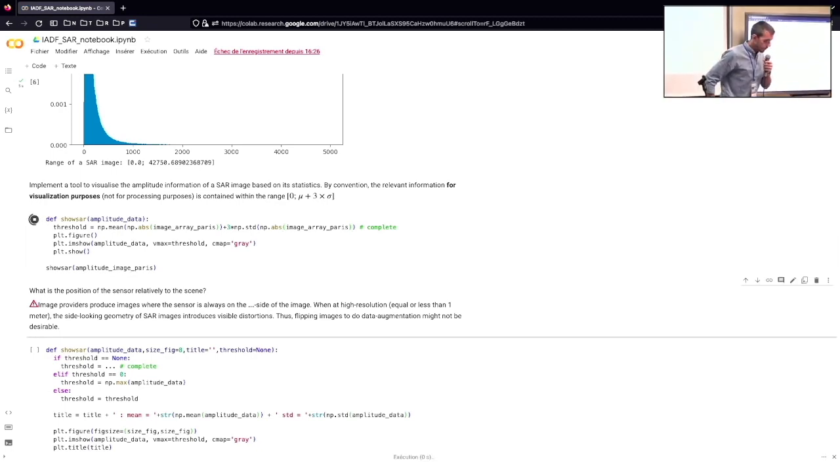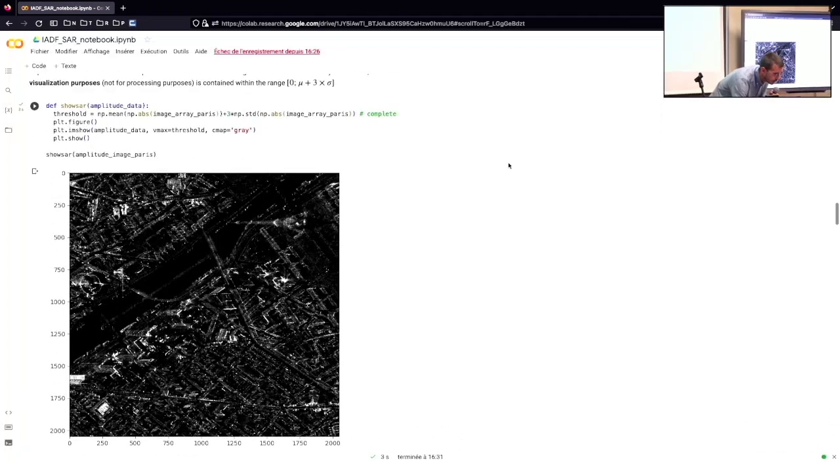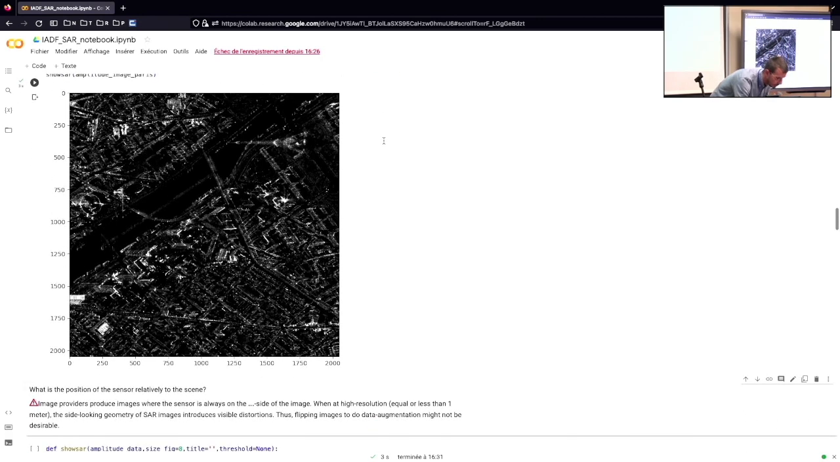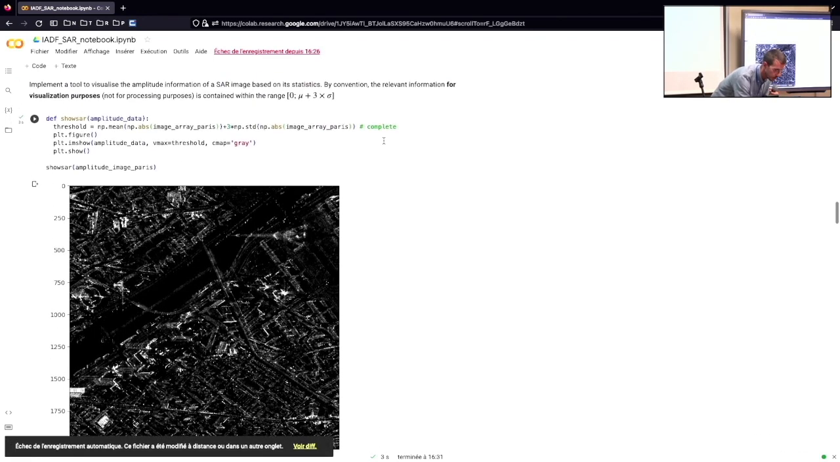So here, what I'm doing is that I have defined my threshold, which is based on the statistic of the image, and then I tell my matplotlib library to visualize data that are comprised between 0, where it's not specified, but it's 0, and then I set my maximum value to threshold. What we see is something quite different to what we could see before.